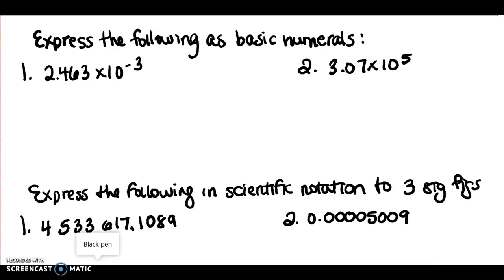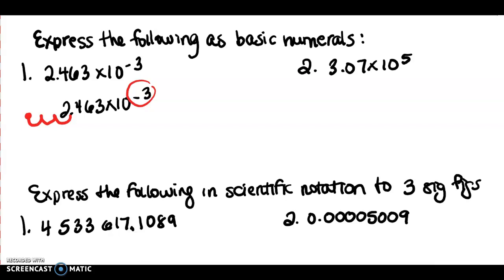So if we're looking at the first one, we've got 2.463 times 10 to the negative 3. Now, when we have negative 3, that means we're going to take the decimal place and move it back, or to the left, that number of decimal places. So we're going to take this decimal and move it back 1, 2, 3. So it now goes right here.